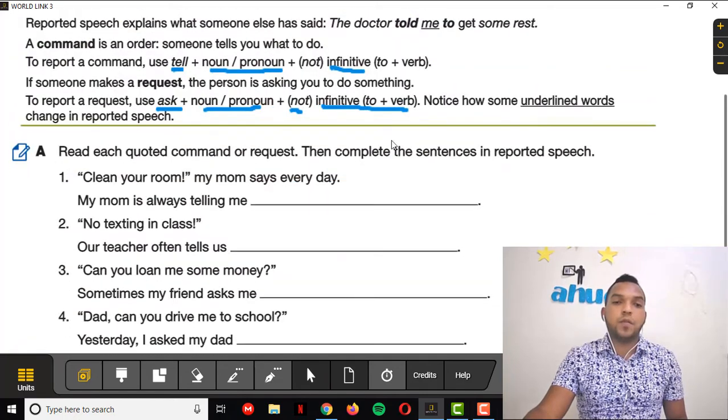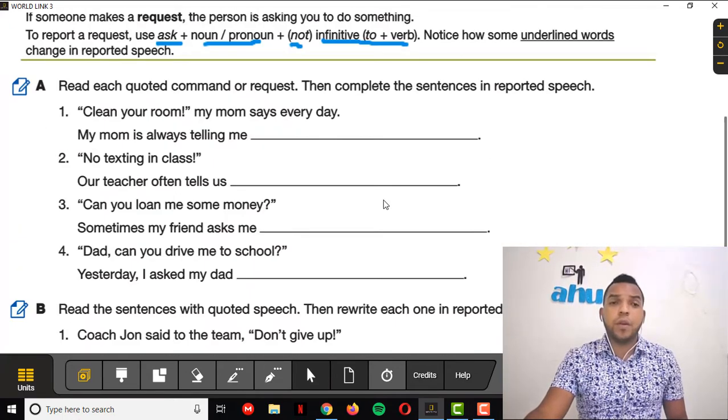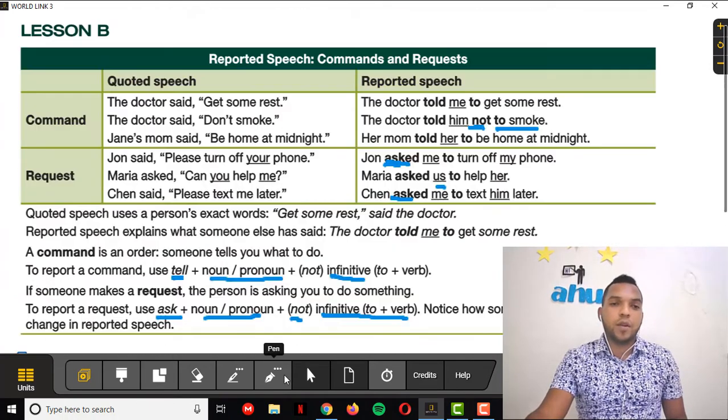And let's see. So over here we have some exercises that you can do. I need that you do it and send me the capture to Google Classroom. It says read each quote, command, or request, then complete the sentences in reported speech. So this is quoted speech. When they say quoted speech, they're talking about this. That is exactly the words that the other person says.